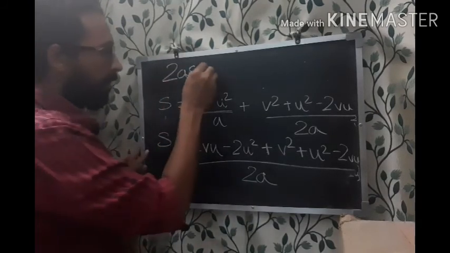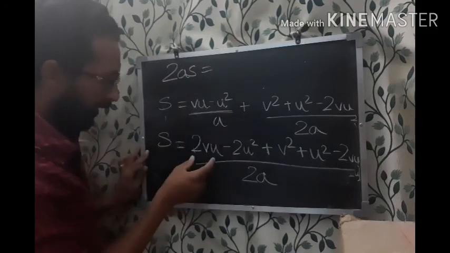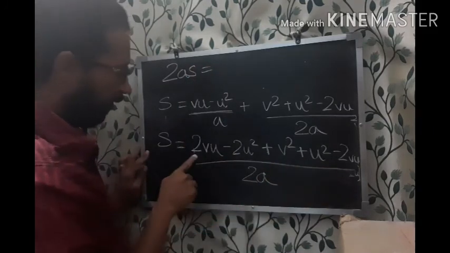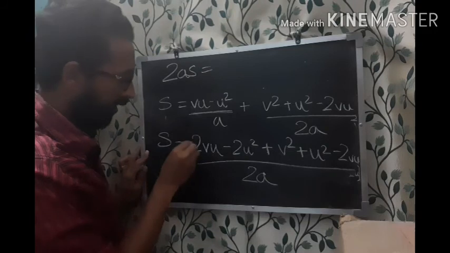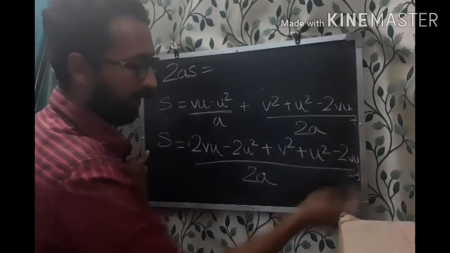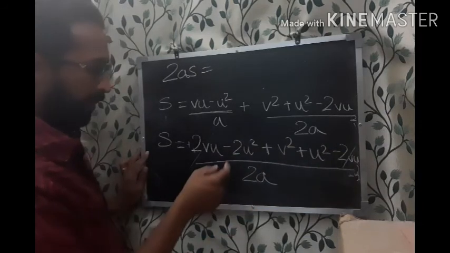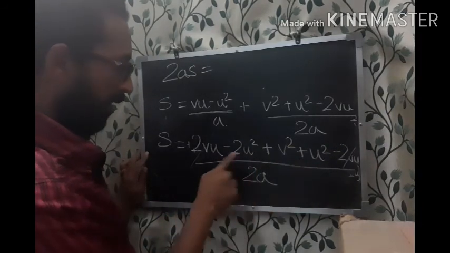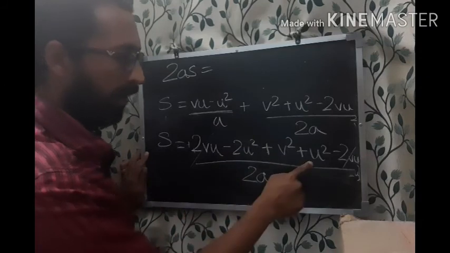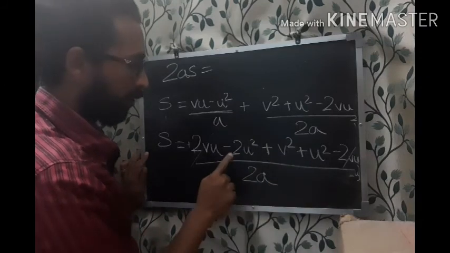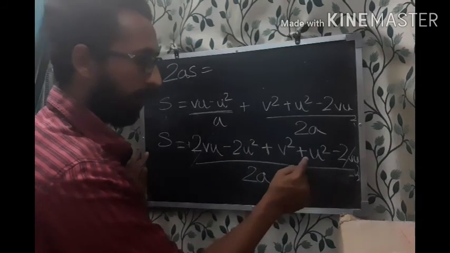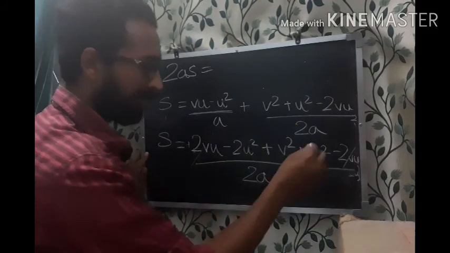2as will be equal to, now we can cancel some things here. 2vu is positive here, and there is one negative 2vu also. So these two things will be cancelled. The next is minus 2u square and u square. There is minus 2 and 1 positive. So 1 can be cancelled.